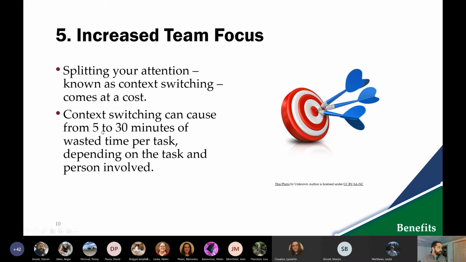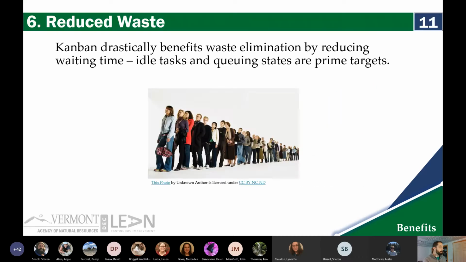Keep working there. So, there are estimates that context switching can cost up to 5 to 30 minutes of wasted time per task. Obviously, it varies depending on the complexity of the task, but this is not 5 to 30 minutes to do the task. This is just time lost getting your head around the work again. So it can be very useful to keep track of this with a Kanban board.